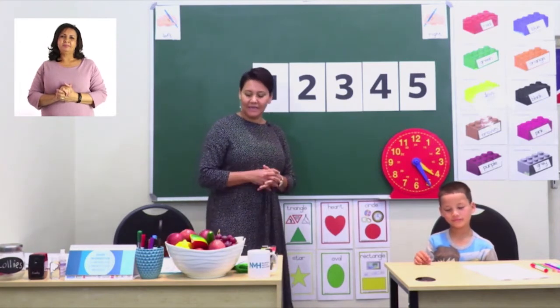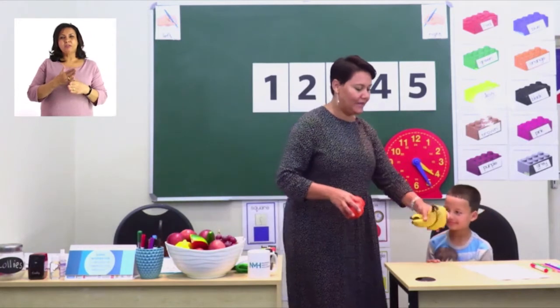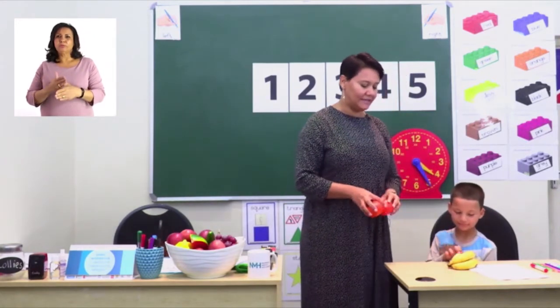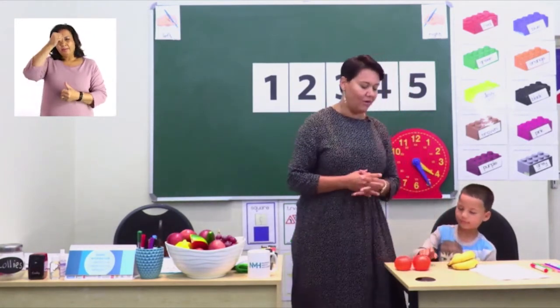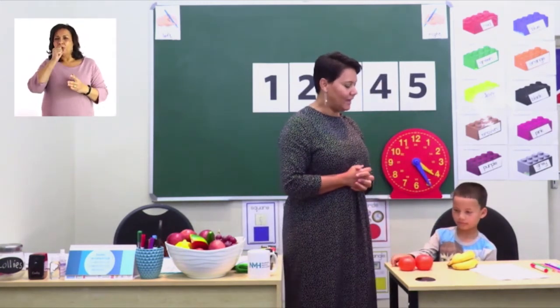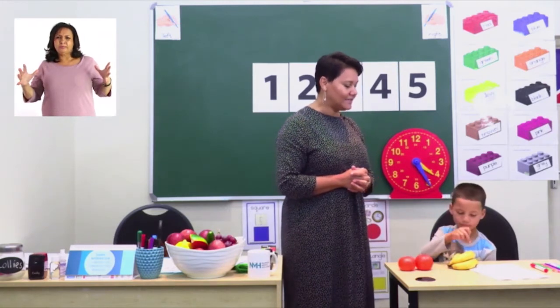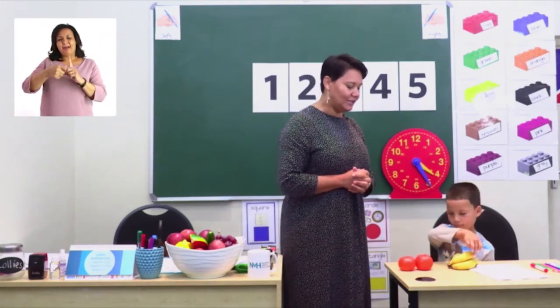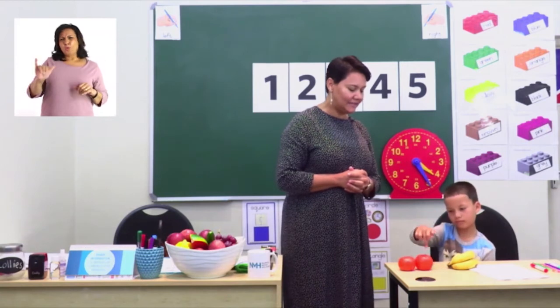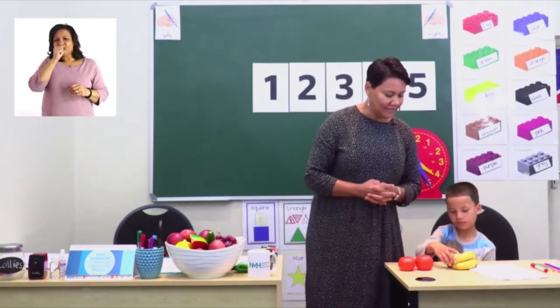Well, friends, I have an exercise that I would like to do with my friend. You remember that I said bananas are yellow and nectarines are orange. My friend, can you show me which ones are the most? Yes, the bananas are the most. And can you show me which ones are the least? Yes, the nectarines are the least. Well done, my friend.